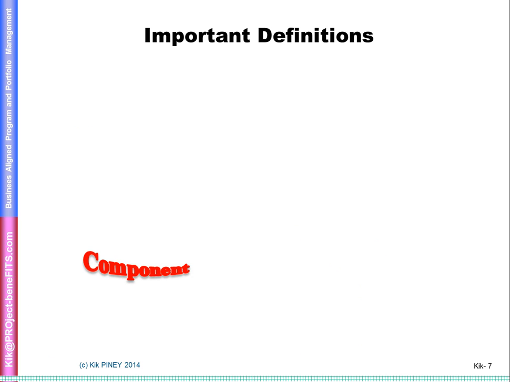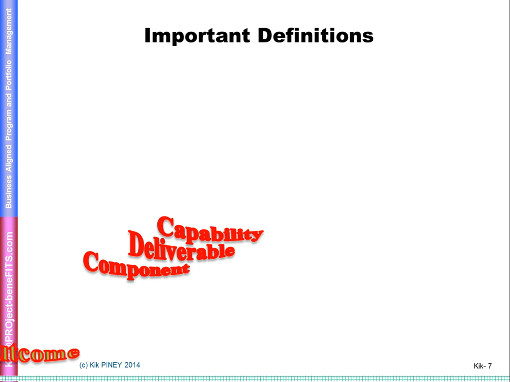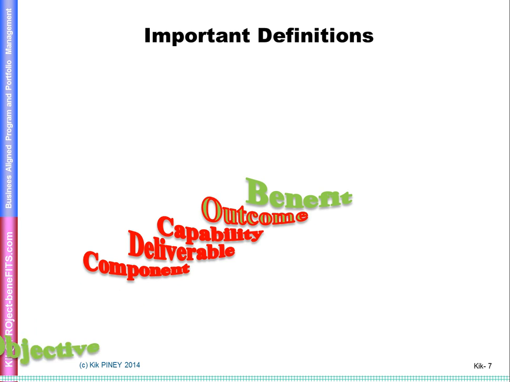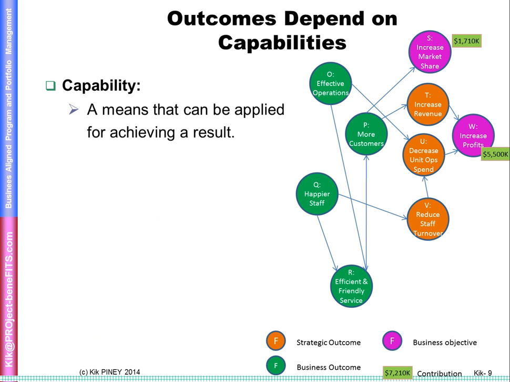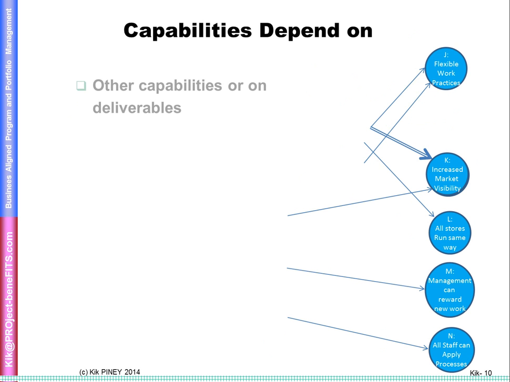A component is actually what you are going to carry out as part of the program. It should create a deliverable, and the deliverable itself should create a capability for changing things. The change will create a new outcome. The outcome should be beneficial, and the benefit should actually be a measurable benefit which satisfies the objectives set by management. And what delivers the outcomes? Other outcomes. Strategic outcomes come from changes to the business environment, and those depend on capabilities. All of these need to be linked together by dependencies. All of this is explained and practiced during the seminar. And the capabilities depend on other capabilities or on deliverables from initiatives.